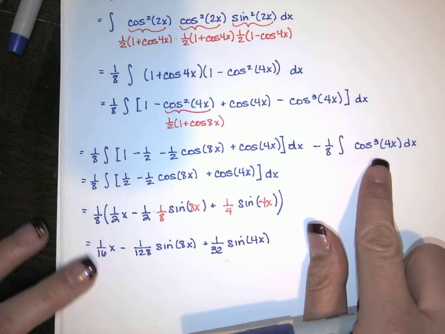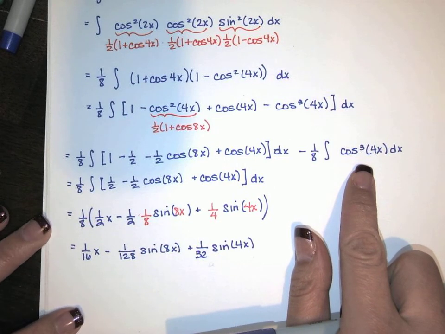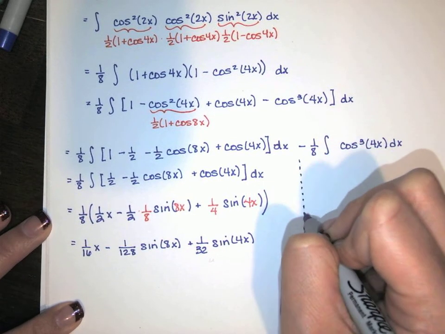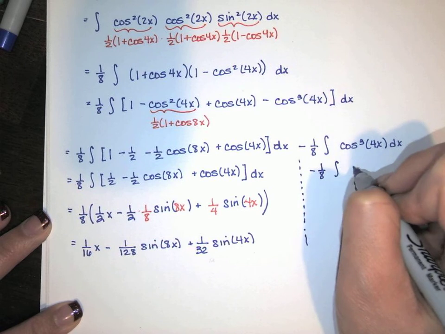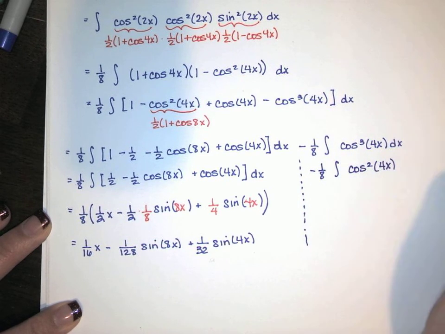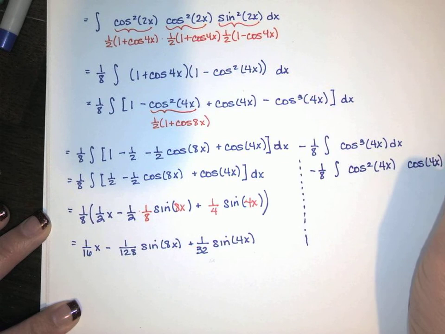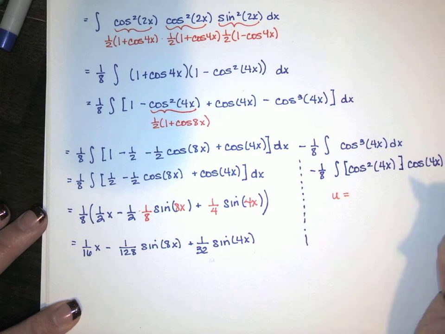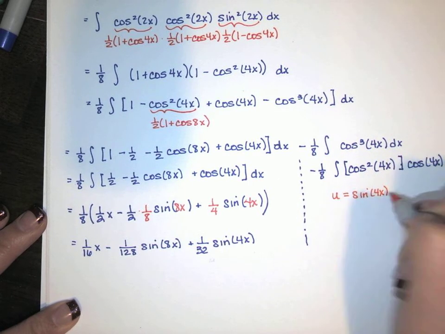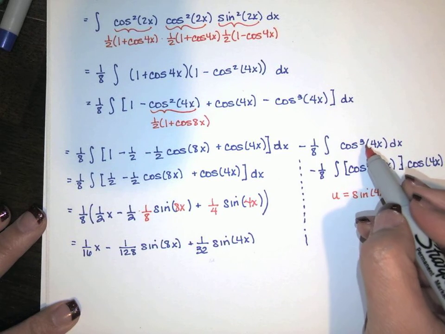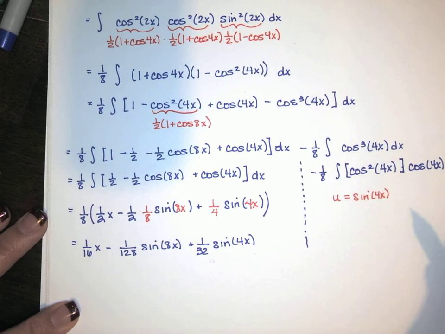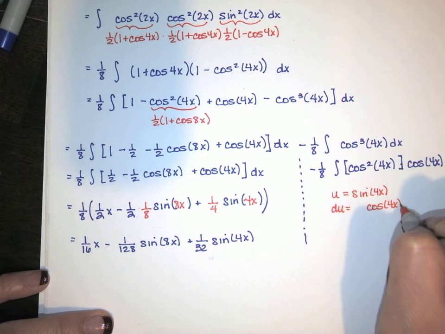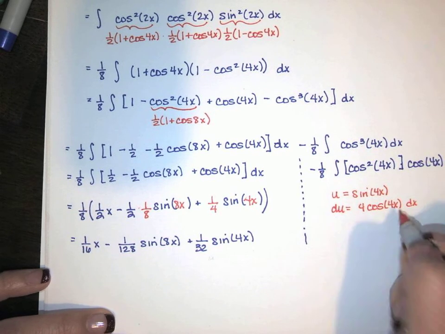Now over here, the power of cosine is odd and positive, so we have to save a cosine for our du. So I've got cosine squared of 4x times a cosine of 4x dx. And I want to let u equal sine of 4x in this case. Whenever the power of cosine is odd and positive, we save a cosine for du and we let u equal sine. So then we compute du. Derivative of sine is cosine. And then divide both sides by 4.